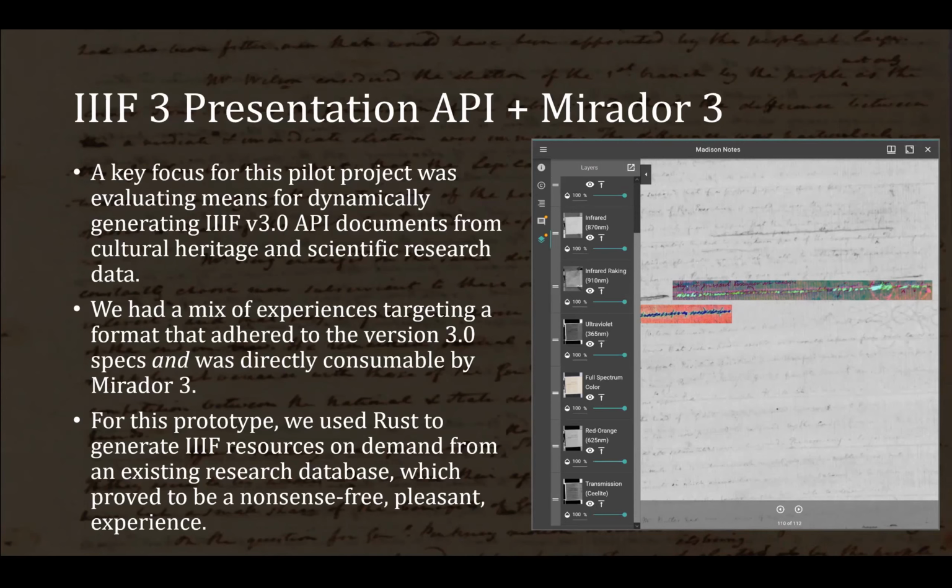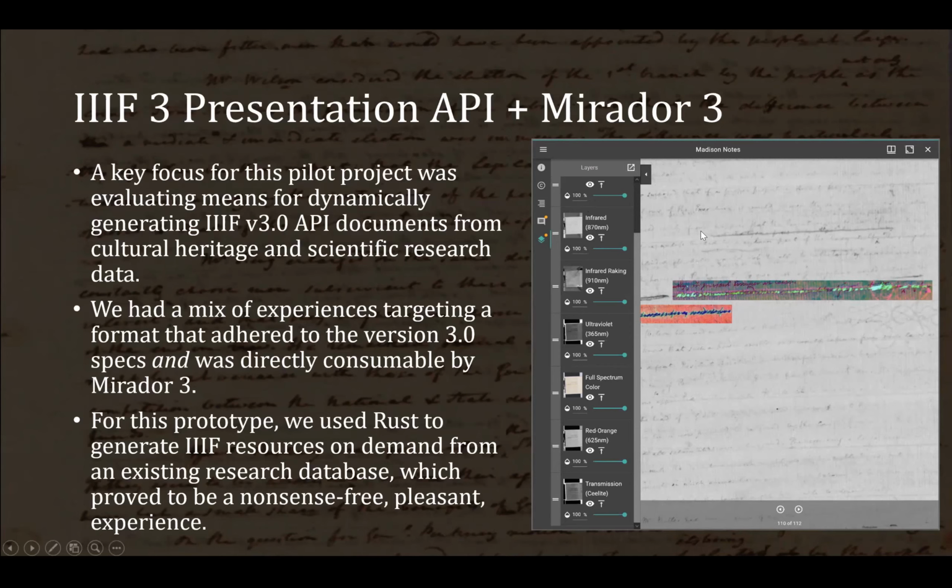So the potential was here for us to have the imaging work done within Mirador 3 and IIIF 3 dynamically generate these manifests and canvases and annotation layers from our own scientific research databases, rather than try to code everything in by hand, which was not going to be feasible for a project of this size. And we had mixed experiences, mostly super, just amazing, really lovely.